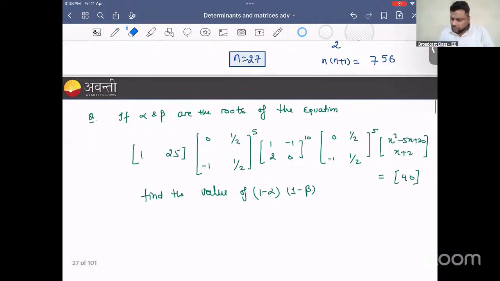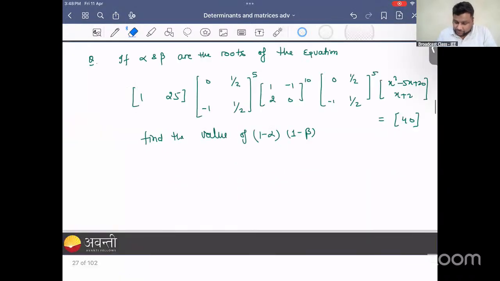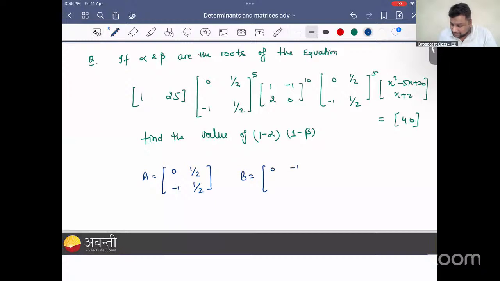See, there is a small catch. Very good question it is. Let us assume your matrix A is [0, 1; 1/2, -1, 1/2], and your matrix B is [0, -1; 2, 0]. Can somebody tell me what is AB quickly?